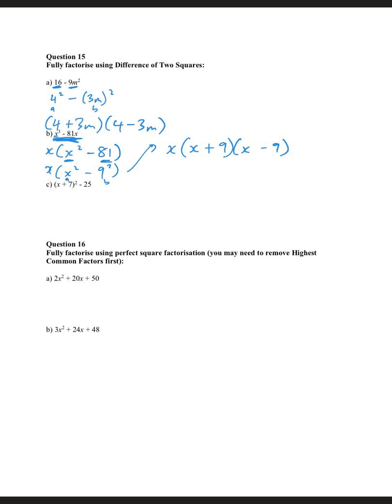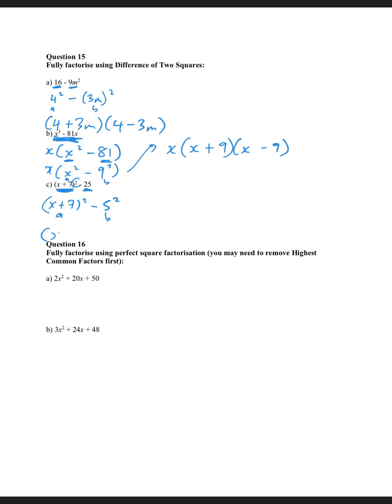Here is a slightly more complex one. You have a square number here. How do you know that? Because it's being squared. This is a square number too. So you've got x plus 7 all squared minus 5 squared. So your A this time is slightly more complicated. It's x plus 7 and your B is 5.